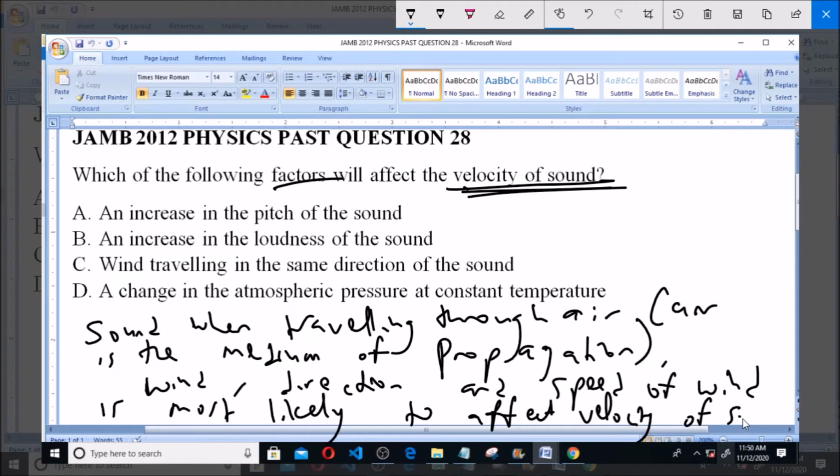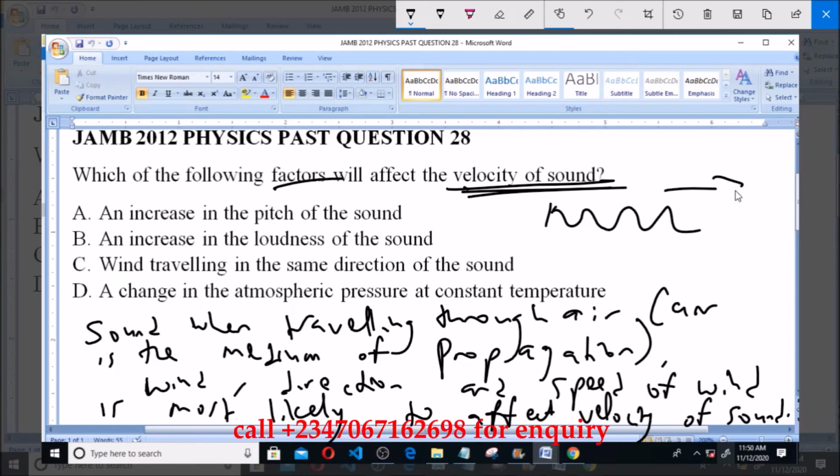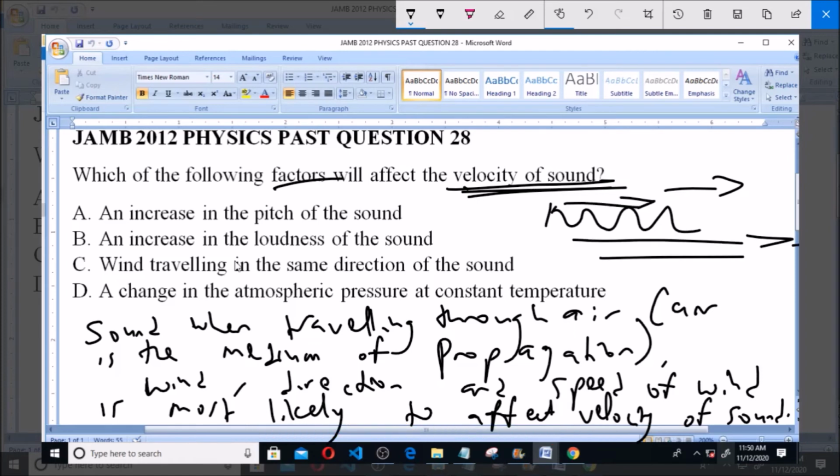So for example, if you have sound traveling through air in this direction, okay, and you also have wind blowing in this direction, the velocity of the sound is likely to increase. So what we have just said, wind, is option C. Wind traveling in the same direction of the sound is likely to affect the velocity of the sound.